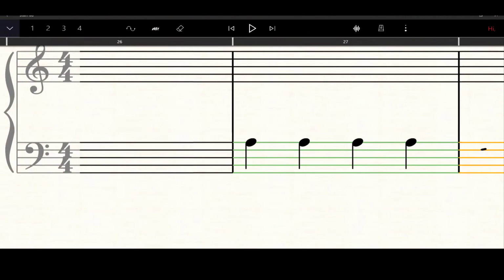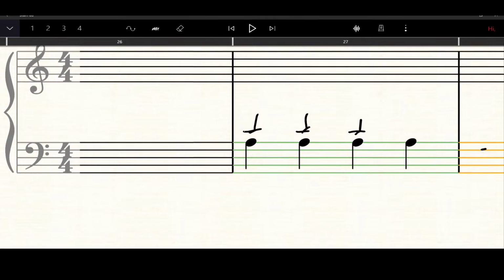Let's try this. Wait, this is better. Say you have these four notes with the bass clef. Oh wait, you can't even see what I'm doing. Say you have these four notes with the bass clef, and then you have some notes down here that go up.